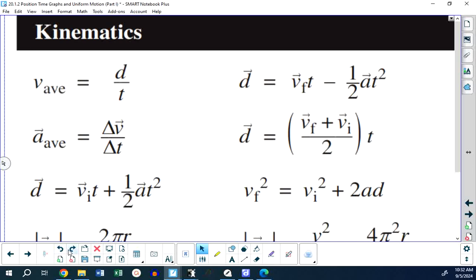However, this is the way I prefer to use it, and you need to understand that the slope of a position-time graph will give you the velocity. Any questions with that little detour that I took? Okay.